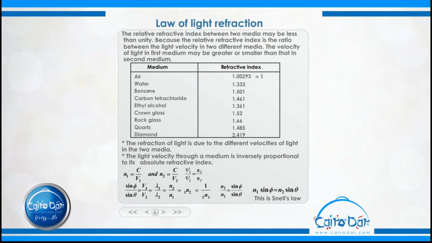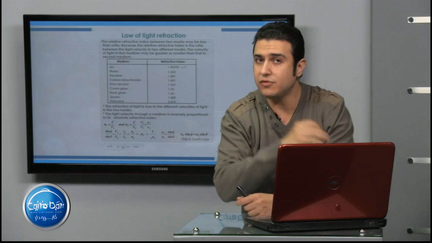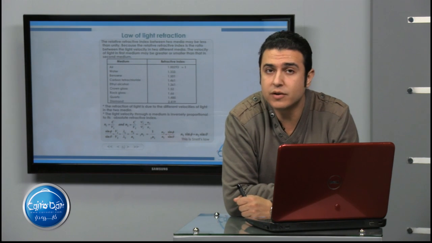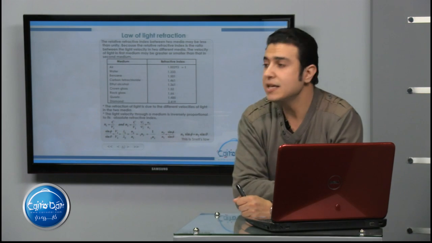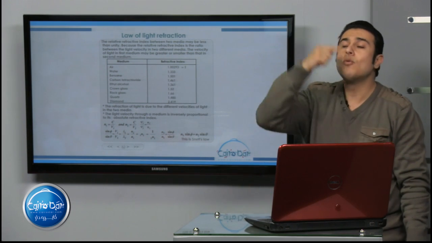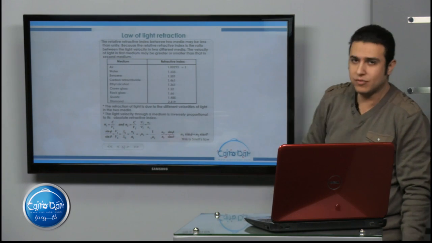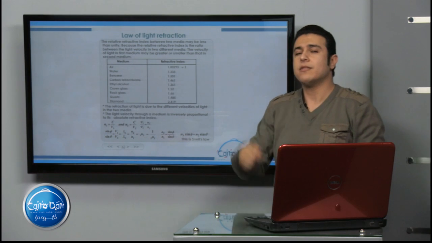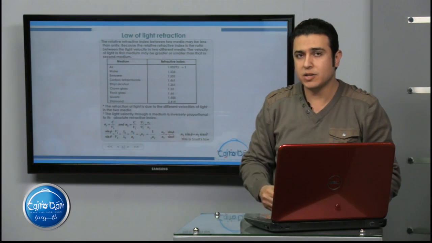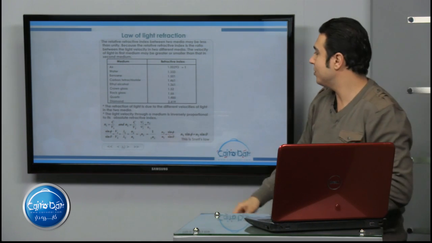Law of light refraction. Here are examples for the refractive index of any medium, and we can conclude this point: sine phi divided by sine theta equals v1 over v2 equals lambda 1 over lambda 2 equals n2 over n1 equals 1n2, and this is used to solve any problem about refraction of light.